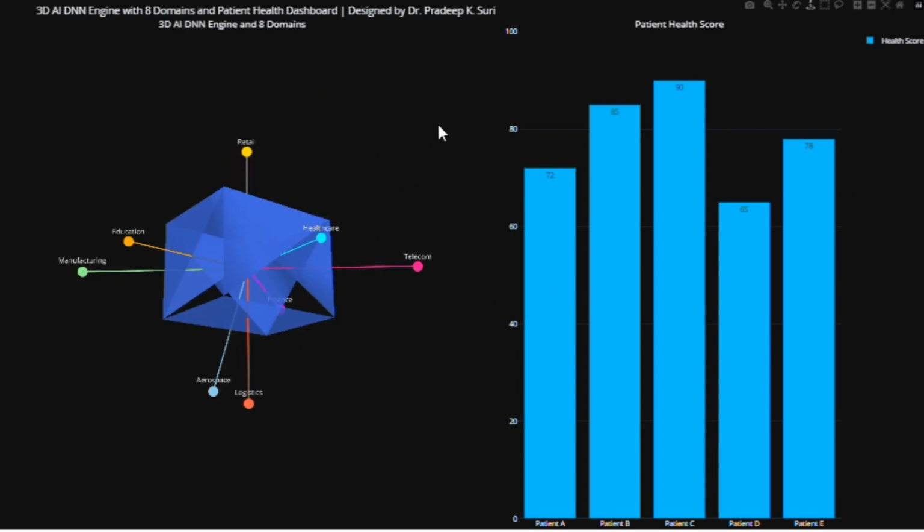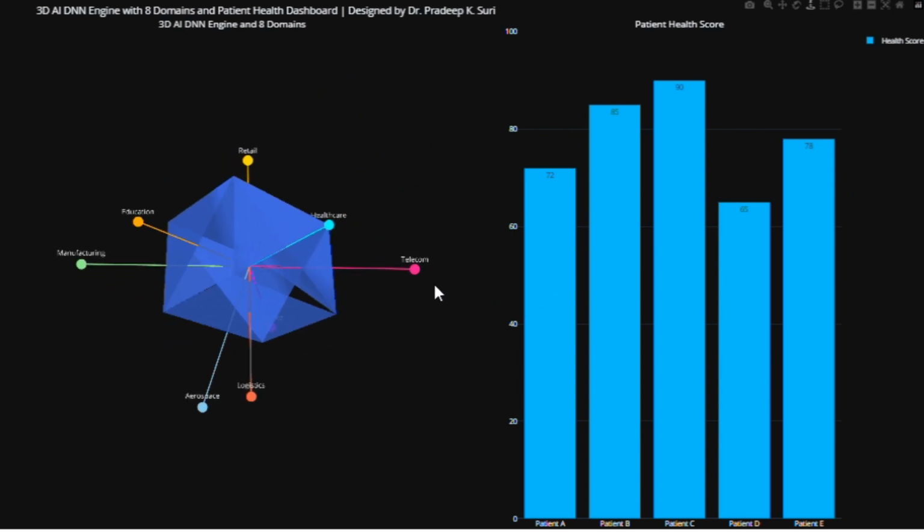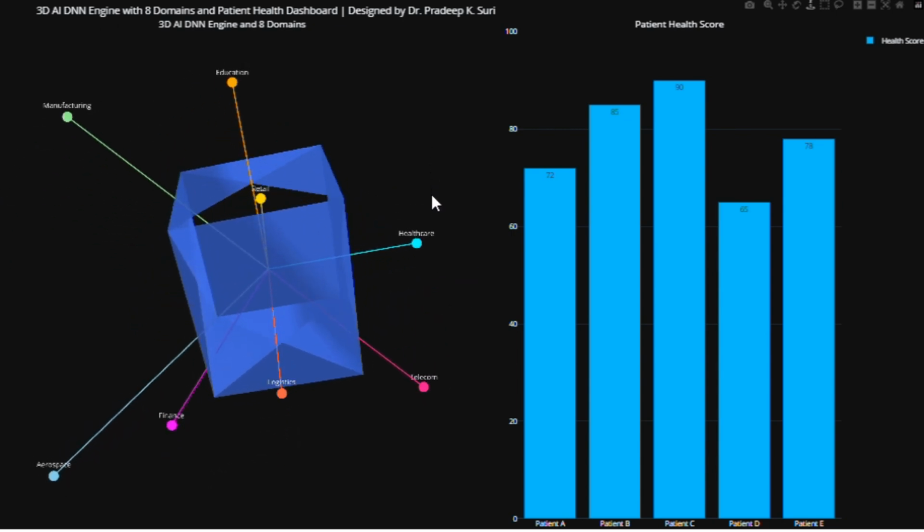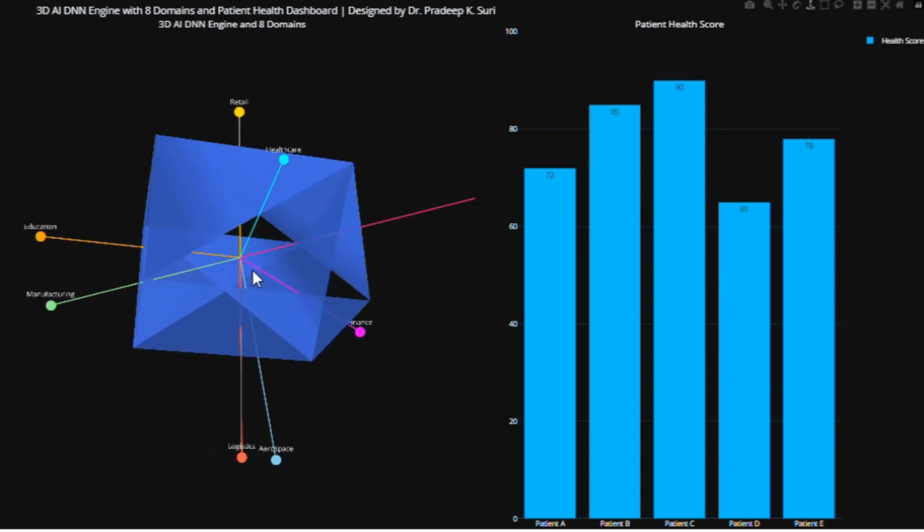Thank you note. We thank the medical community and technology architects who enable such collaborations between AI and humanity. This is not just visualization, this is augmented healthcare intelligence.